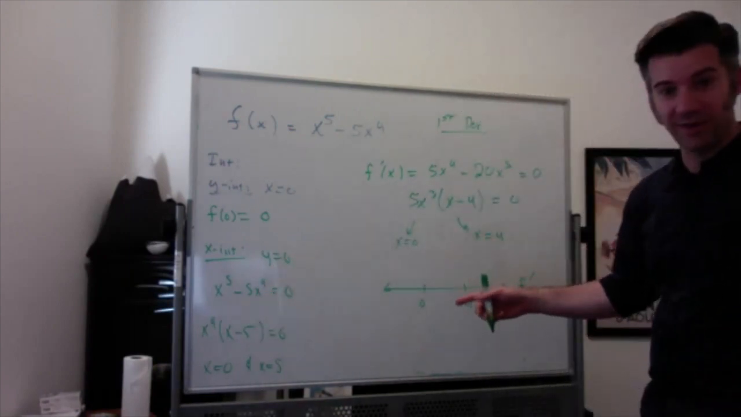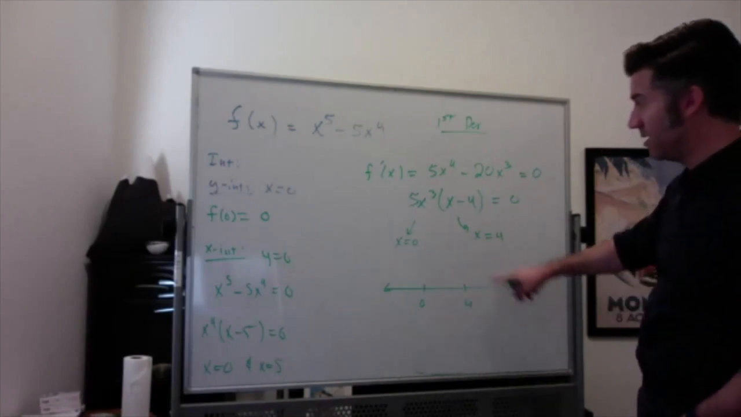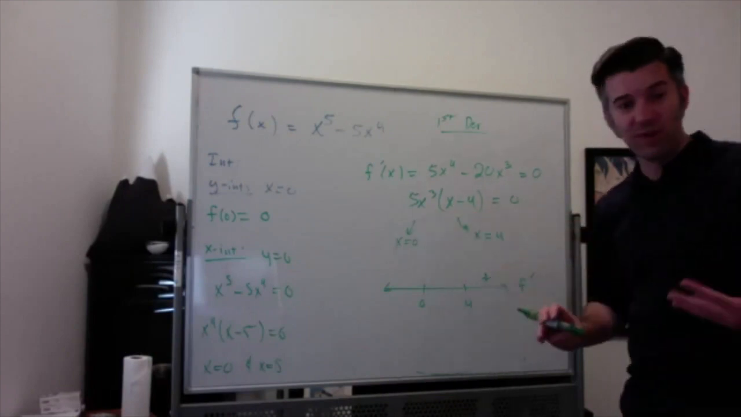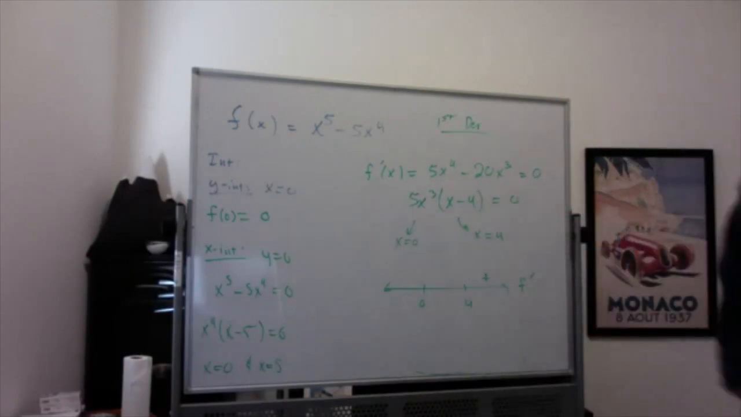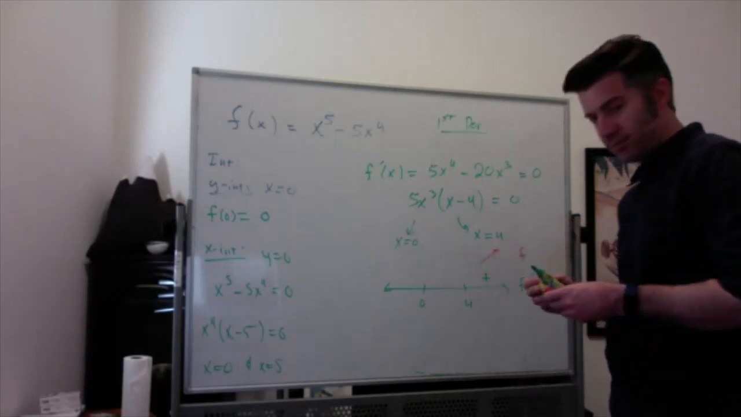Sorry, I don't plug in 0. I plug in points that are not those points. So I plug in something like 6. 6 cubed is positive, 6 minus 4 is positive. I only care about the sign. I don't really care what the number is. So the whole thing is positive there. So that means my function f is increasing.